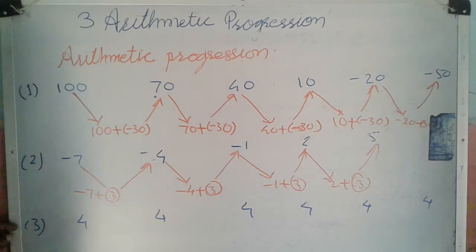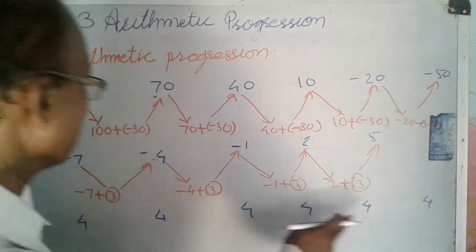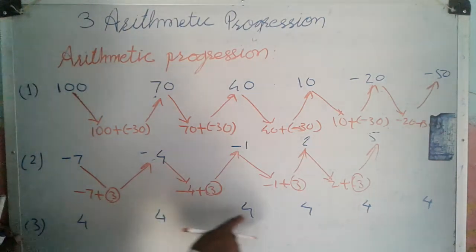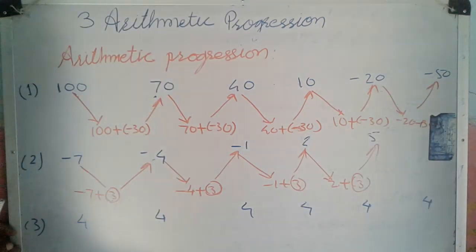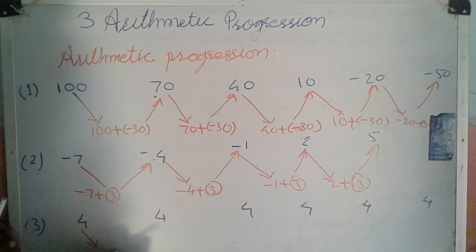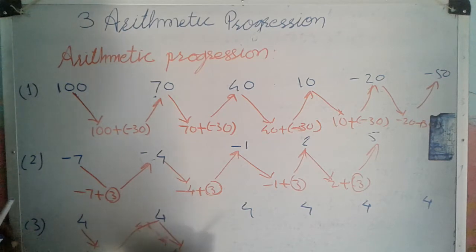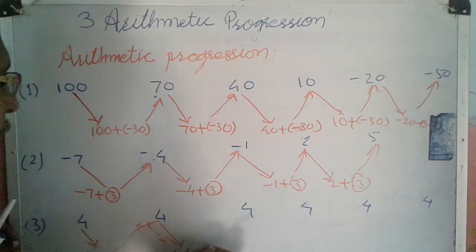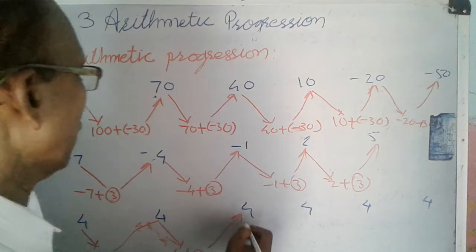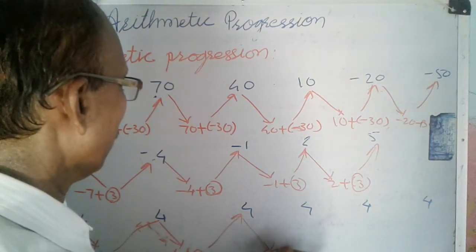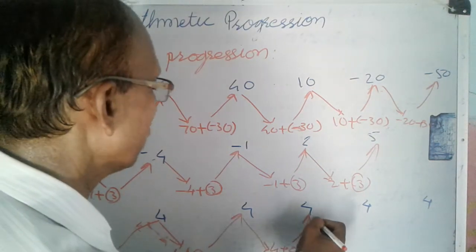Now in the third example, here all terms are similar: 4, 4, 4, 4, 4 and so on. That means if we add 0 in each term, 4 plus 0, we get 4. Again, 4 plus 0, we get 4. Again, 4 plus 0, we get 4.